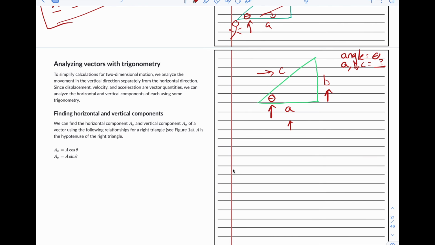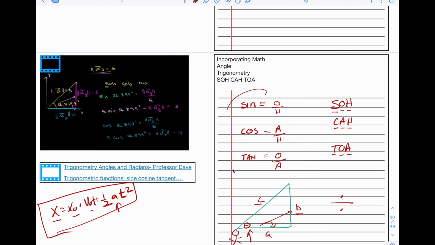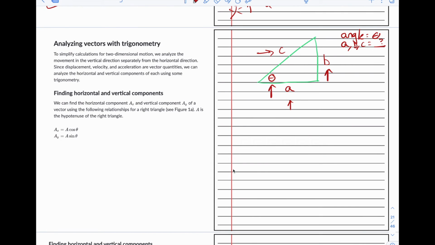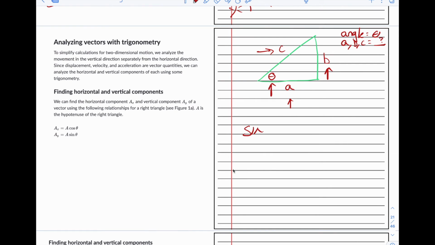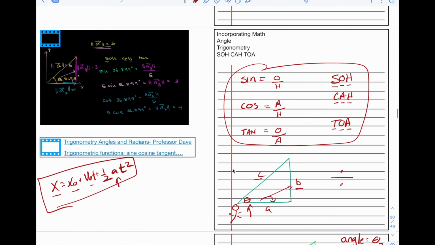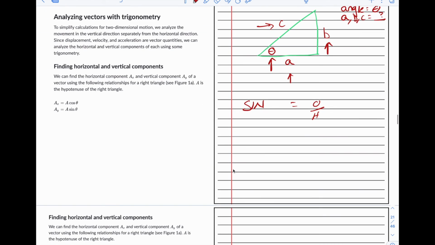Let's now include the angle. Remember up here I said that this wasn't the full story. So when they're saying sine equals, remember we said opposite over hypotenuse. Sine equals opposite over hypotenuse. So in this case, if this is our perspective, that would be opposite over hypotenuse, that would be B over C. So sine equals the value for B over the value for C.